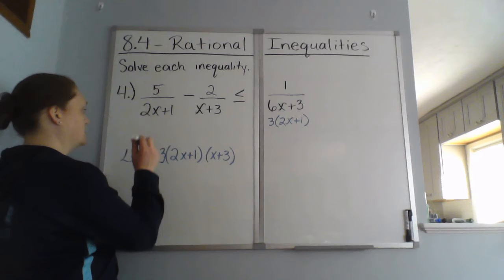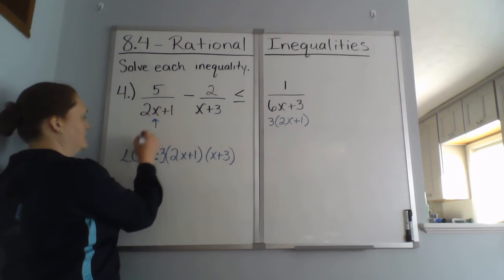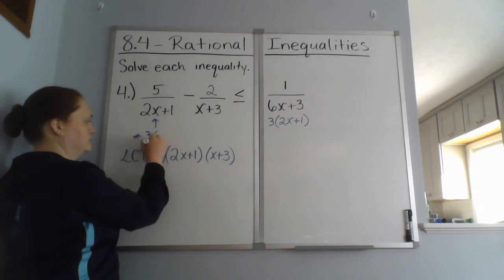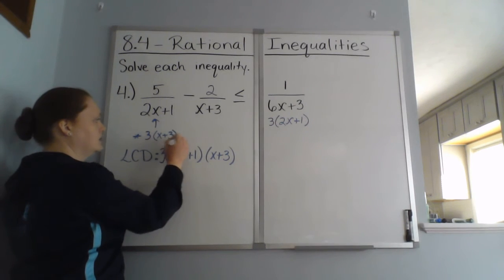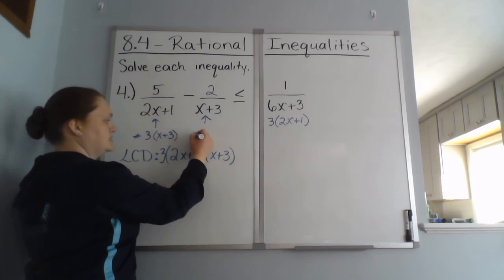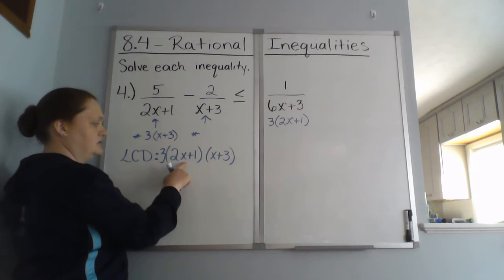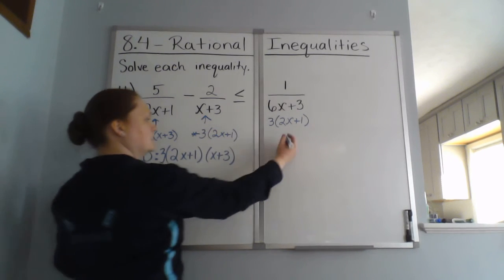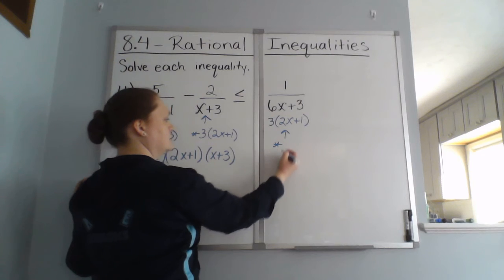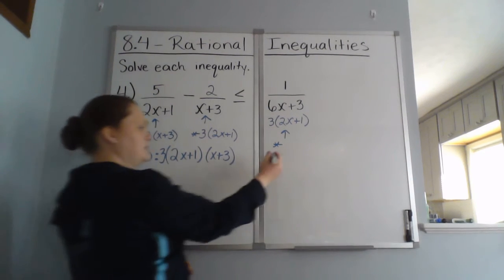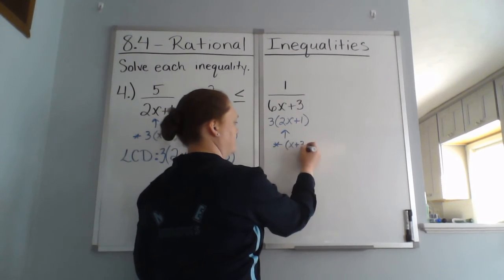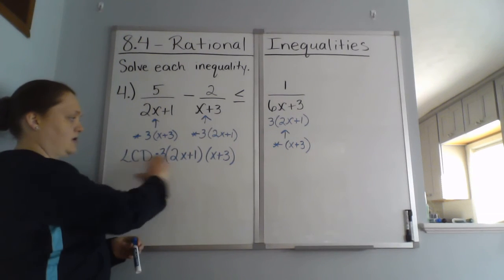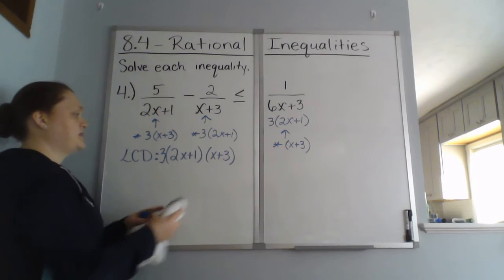All right, so this right here needs to be multiplied by both the 3 and the x plus 3. This guy right here needs to be multiplied by the 3 and the 2x plus 1. And this guy over here, well, he's missing the x plus 3, so we need an x plus 3 tacked on. All right. Okay. So I'm going to erase this line right here just so I have a little bit more space to work.